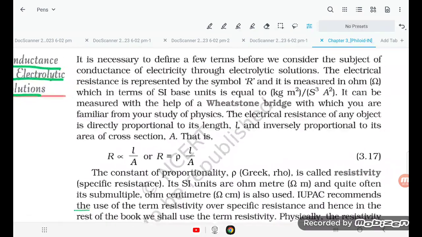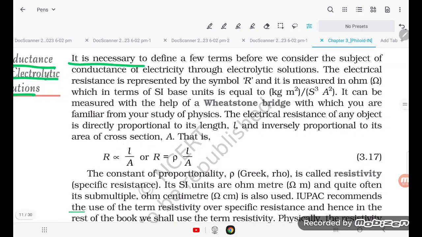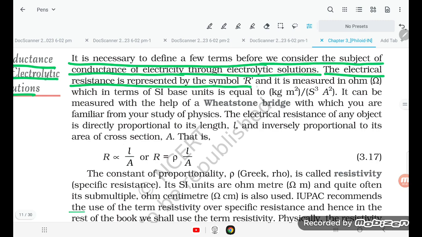Now students, how can you understand? It is necessary to define a few terms before we consider the subject of the conductance of electricity through an electrolyte solution, right? The electrical resistance is represented by the symbol R and is measured in ohm, whose SI base unit is kg meter square per second cube ampere square. It can be measured with the help of the Wheatstone bridge.